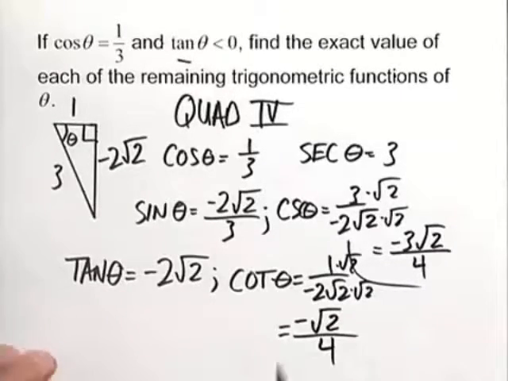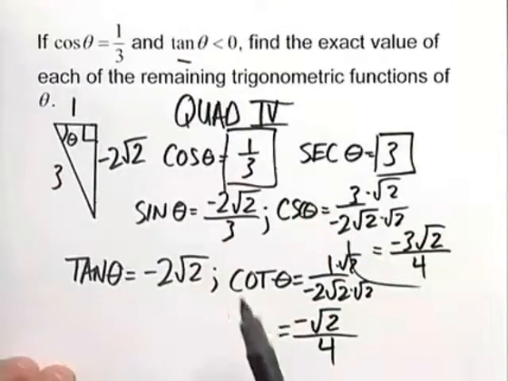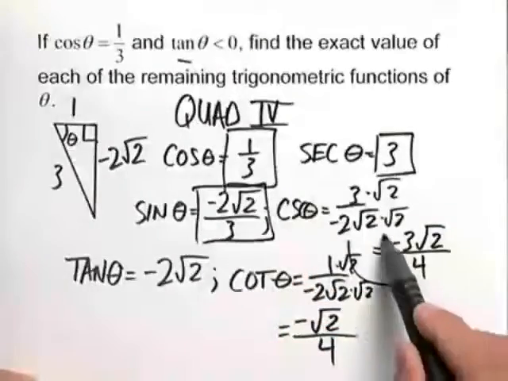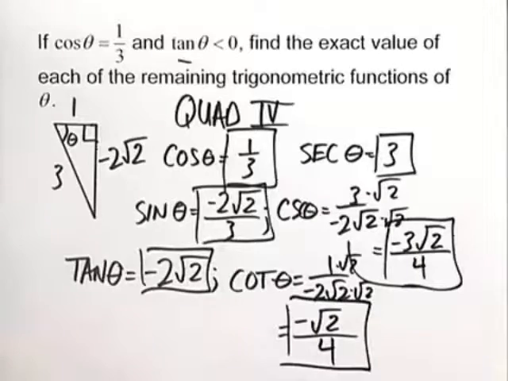And there we have our 6 trig functions: 1/3 and 3 for the cosine and secant respectively, the sine, the cosecant, the tangent, and the cotangent. So we've done it. Given the 1/3 and the fact that the tangent was negative, we now have our remaining trig functions.